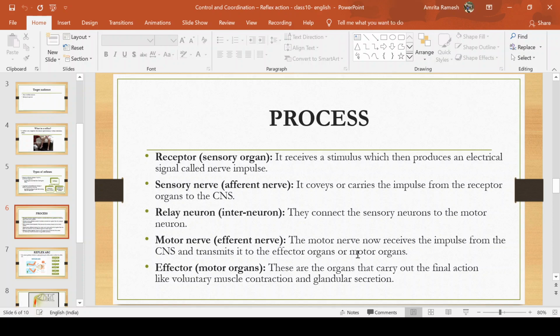What does it do? It will take the message from the sensory neuron and convey it to the motor neuron. Similarly, from the motor neuron, it will convey it to the sensory neuron. So it acts as a connection between the two neurons. Now, we'll see how it does it in the next couple of slides. Let's go a little bit into the detail.